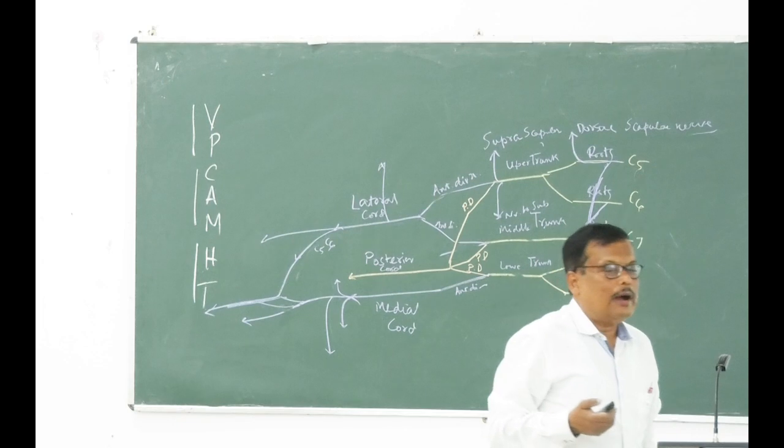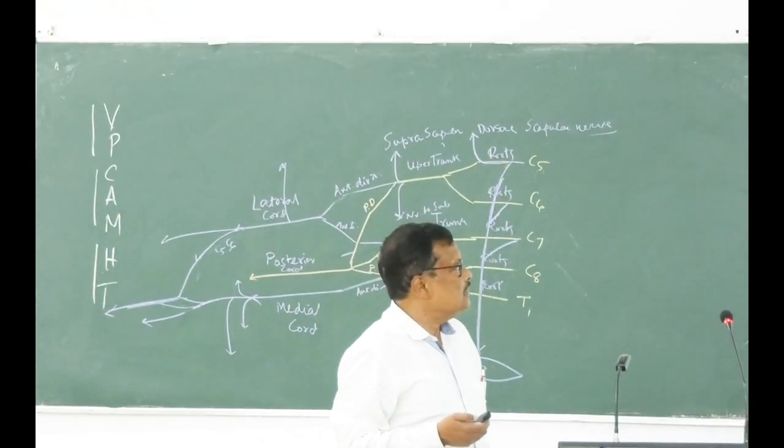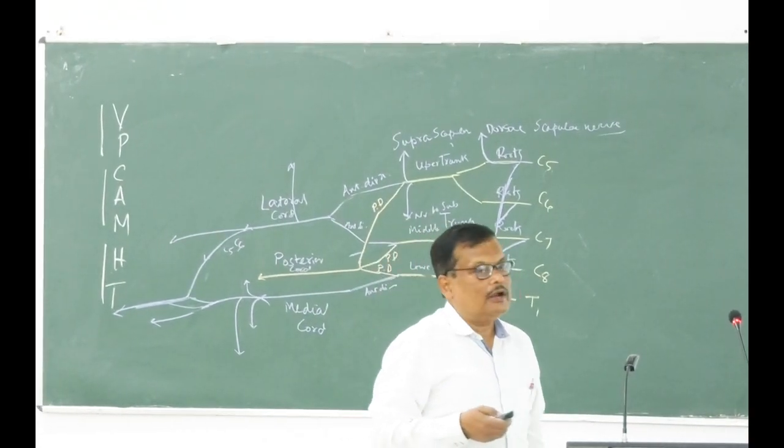From the posterior cord: upper subscapular nerve, thoracodorsal nerve, lower subscapular nerve, axillary nerve and radial nerve.